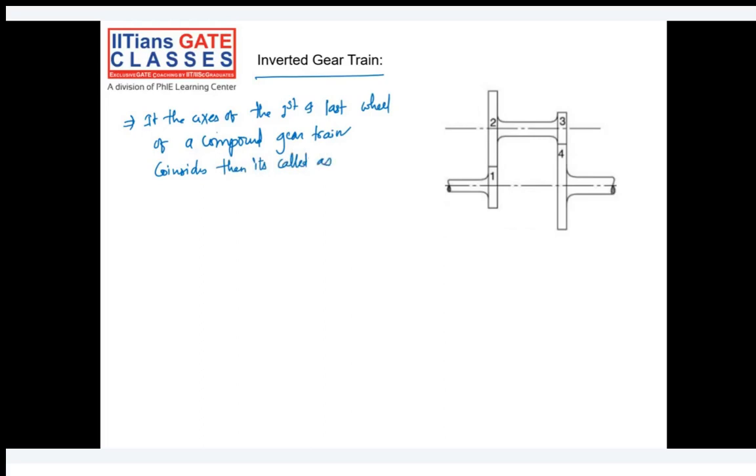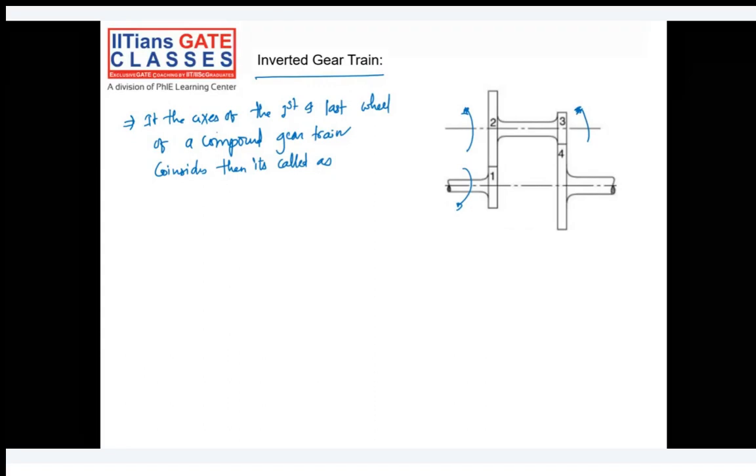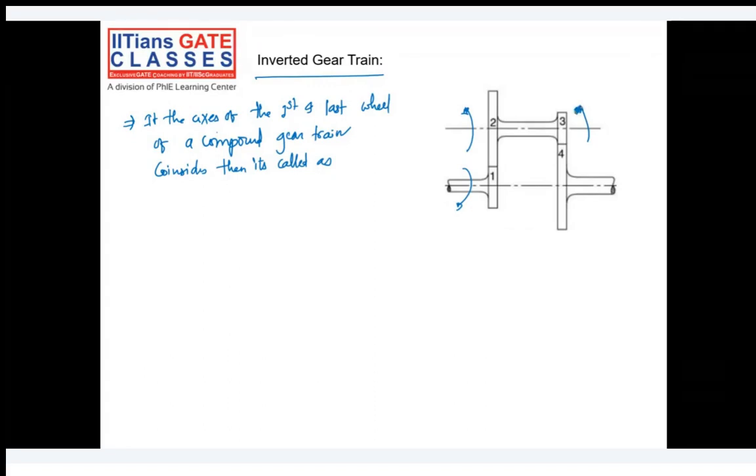The first gear is in connection with the second gear. So if the first gear rotates in clockwise direction, the second gear will rotate in counterclockwise direction. Gears 2 and 3 are mounted on the same shaft, so they will have the same RPM and the same direction of rotation. So gear 3 will rotate in counterclockwise direction, and as it is in mesh with gear 4, gear 4 will rotate in clockwise direction.